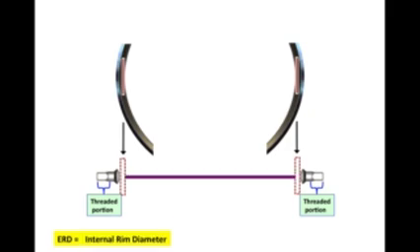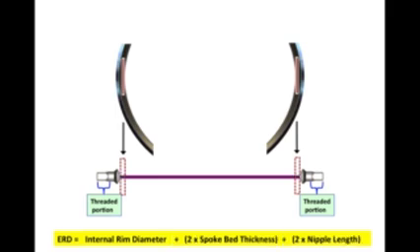If I were to use some of those little Sapim nipples, I'd see a diagram like this, and that would represent the threaded portion of the nipple. So my ERD is equal to the internal rim diameter plus twice the spoke bed thickness plus twice the length of the nipples.